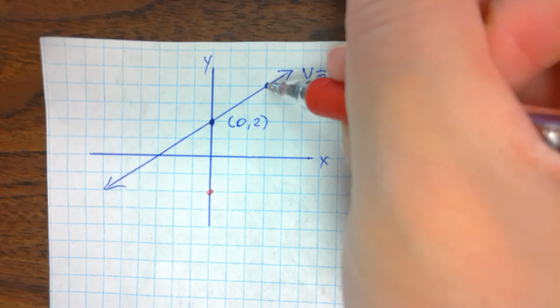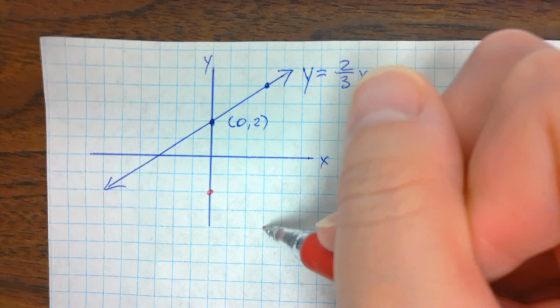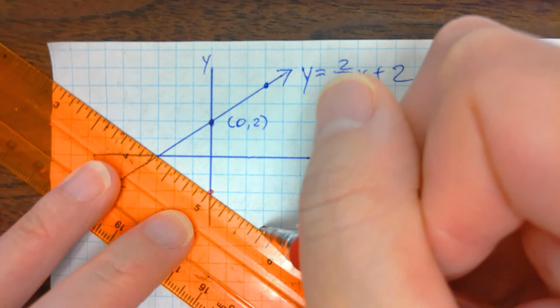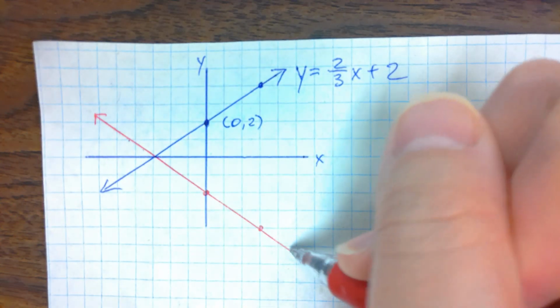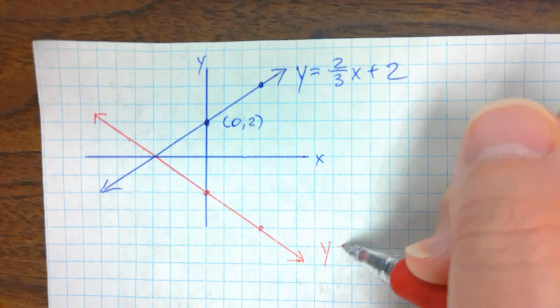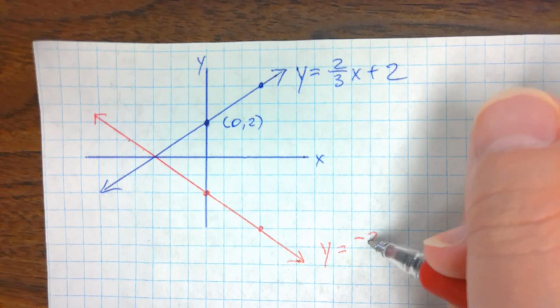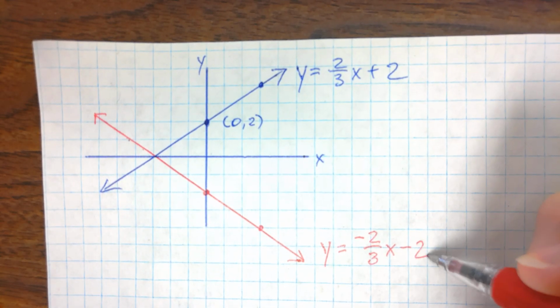Okay. What about this point at 3 and 4? Simon? 3 and -4. Perfect. So then our line will look something like this now after we reflect it. And the equation of this new line will become down 2 over 3, so -2 over 3x. Y-intercept is -2.